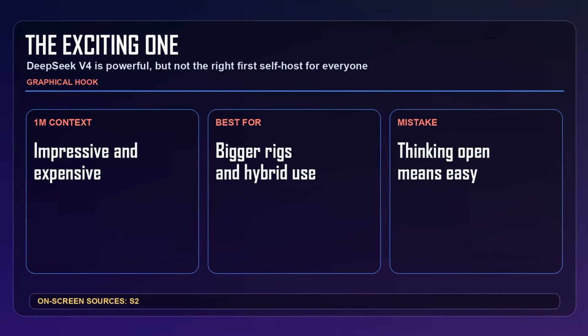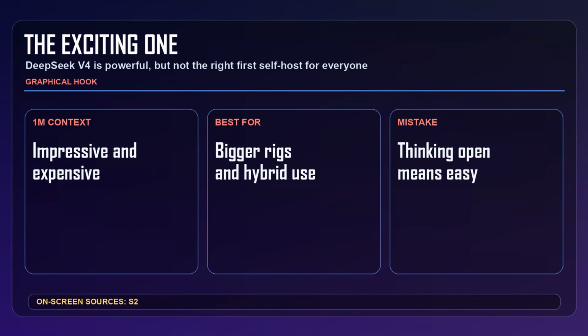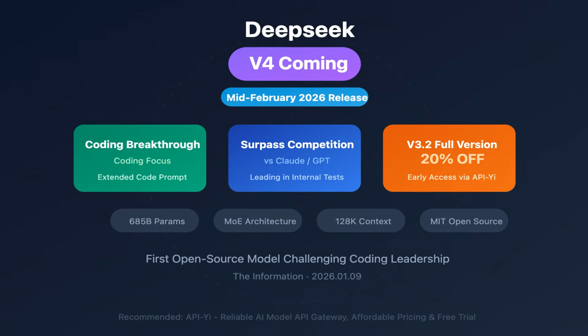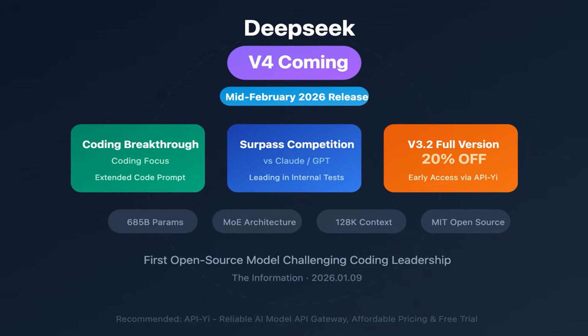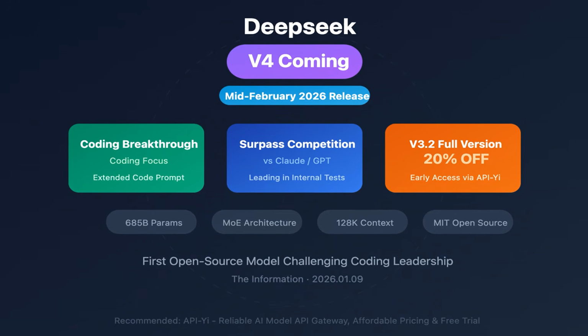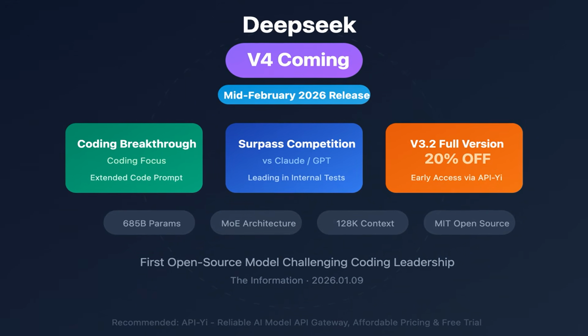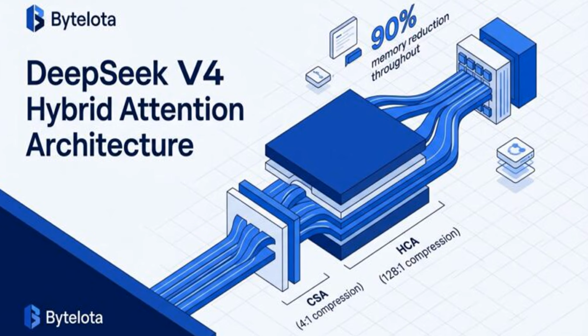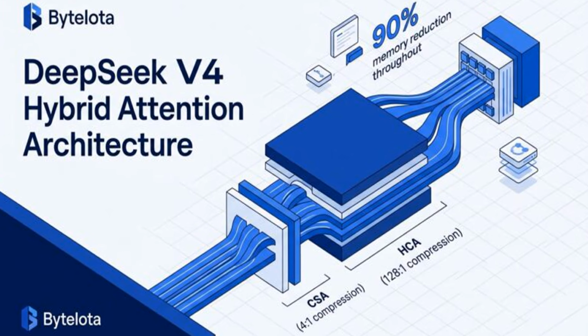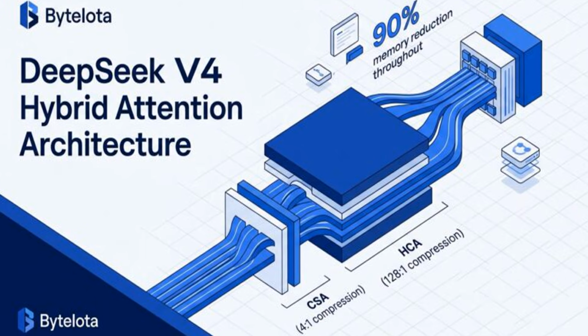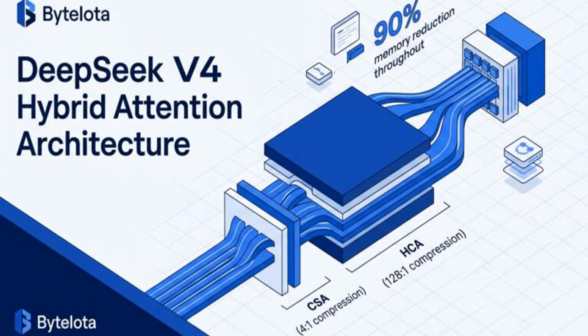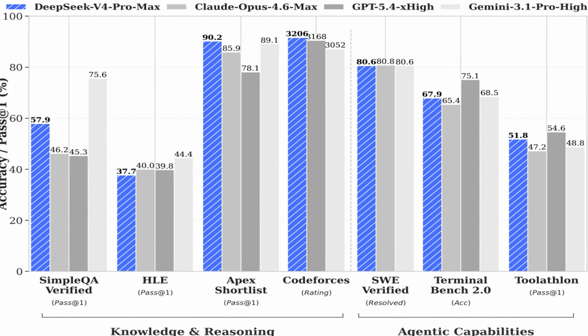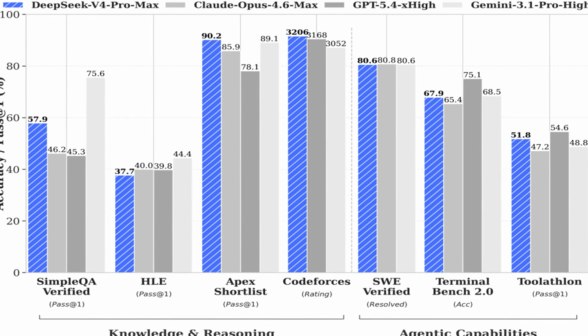DeepSeek also pushes 1 million token context as a default capability across official services and leans heavily into compute efficiency, sparse attention, and agent optimizations. It also says the models support OpenAI chat completions and Anthropic APIs, which is a big deal for tool compatibility. So yes, DeepSeek V4 is real. Yes, it is strategically important. And yes, it absolutely belongs in any serious local AI conversation.